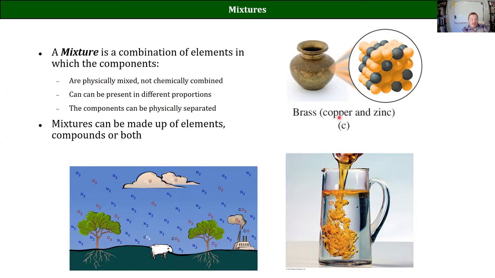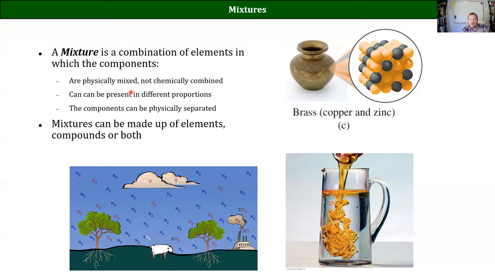So for instance, any metal that's not on the periodic table is actually a mixture. Brass is a mixture of copper and zinc. Steel is a mixture of iron and cobalt and a few other elements. And generally the difference is that they're physically mixed together.